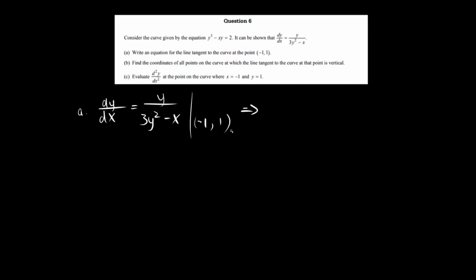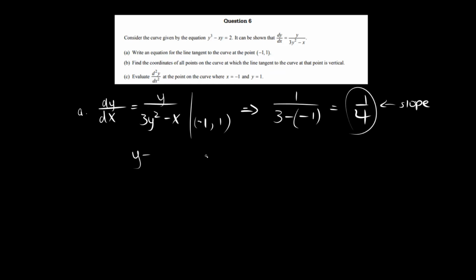This is equal to 1 over 3 minus -1, which is just 1/4. Now that we have the slope, this is the slope of the equation of the line. We also have the point. So let's use point slope form. Point slope form is y minus y1, y1 is 1, equals your slope, m, times x minus your x value, which is -1. So minus a -1 becomes +1. So this is your answer to part A.